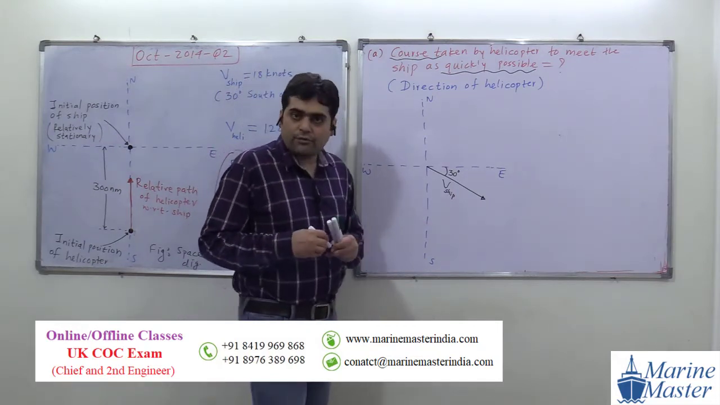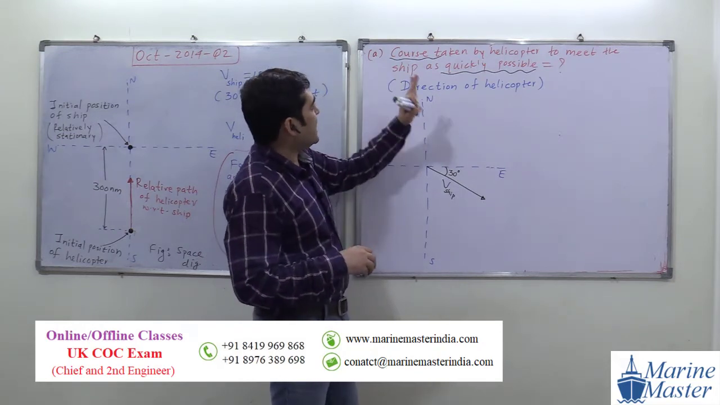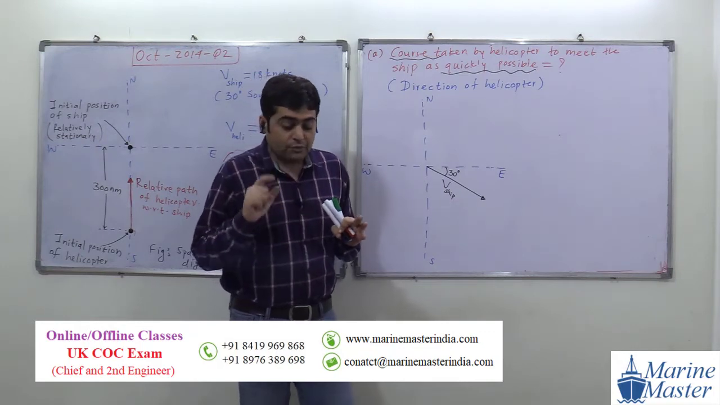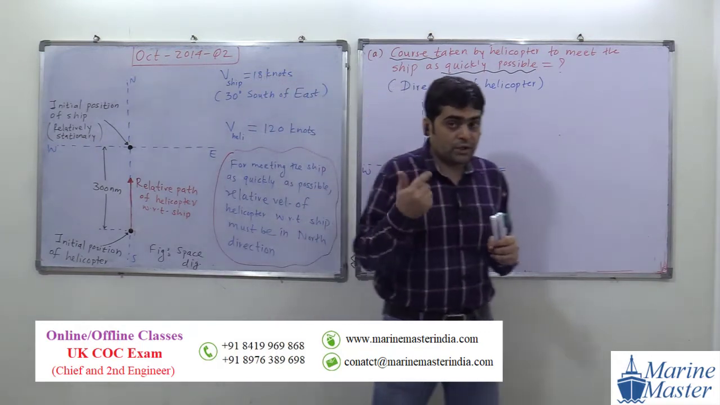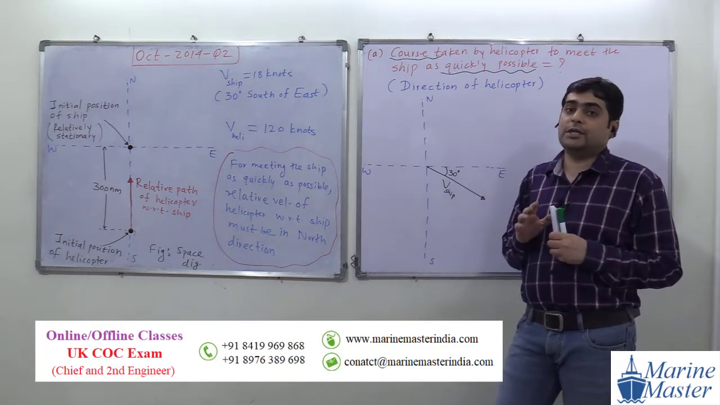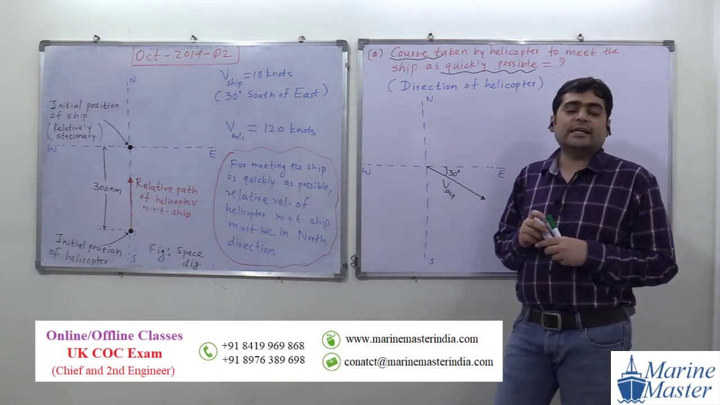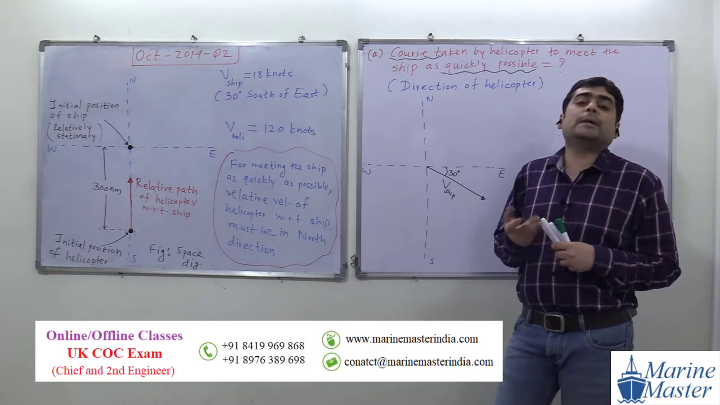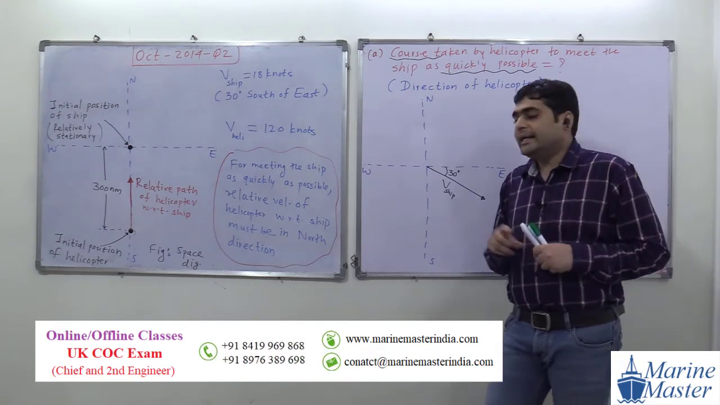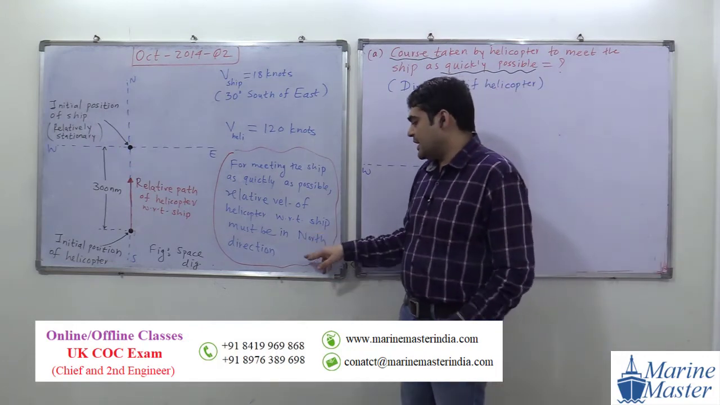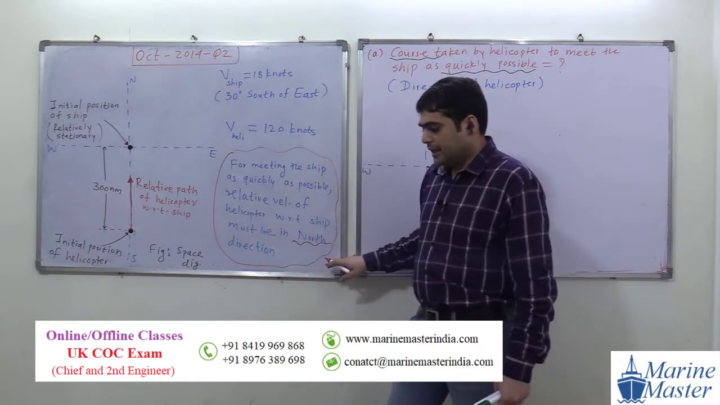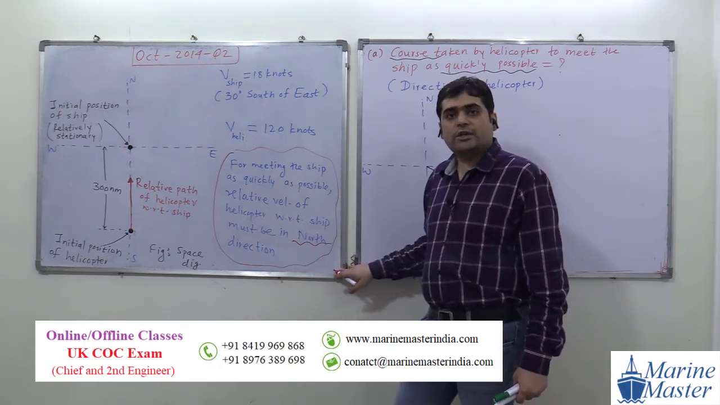Now here, what we have to find out: we don't know the direction of the helicopter. We don't know anything about the helicopter. But what we know is the direction of relative velocity of the helicopter. Relative velocity of helicopter with respect to what? With respect to ship. And in which direction? Direction of relative velocity, it is in the north direction. It is in the north direction.